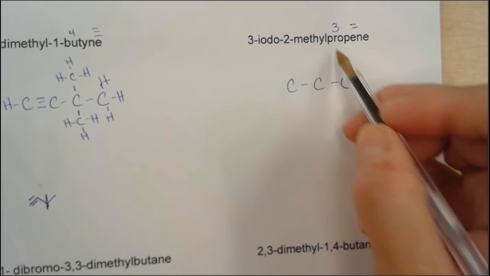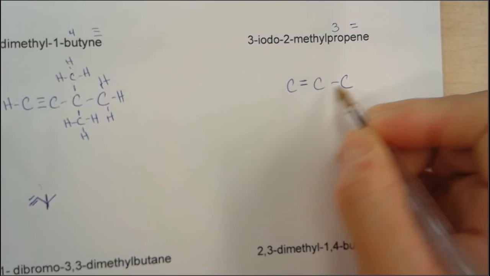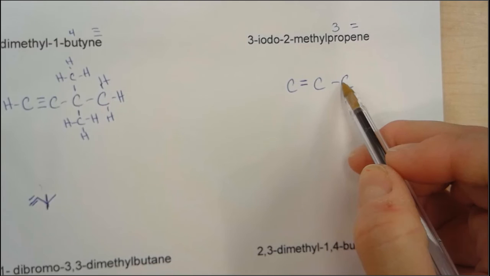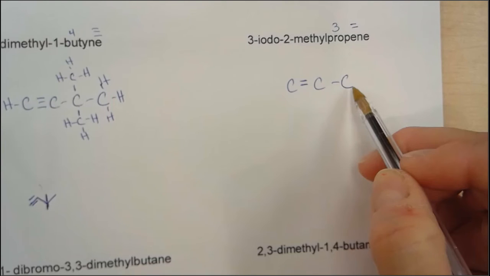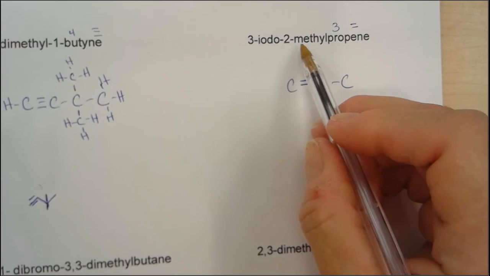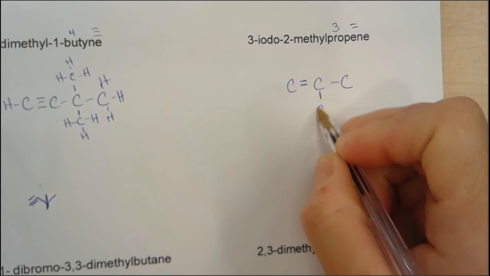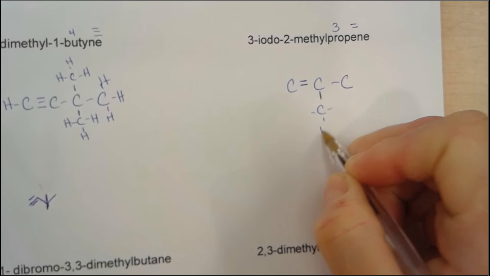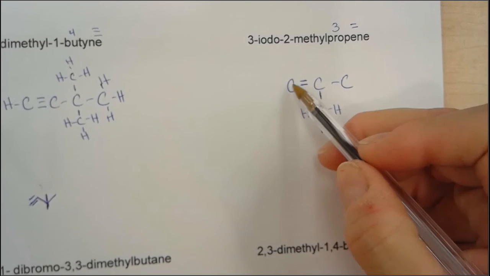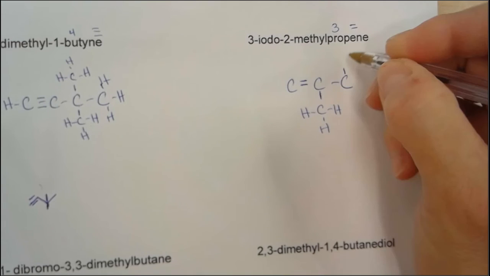I'm going to make it visually easier for me and put it on this side on the left. So if I filled in the carbons as I have filled in the hydrogens, this would simply be propene. Where is the methyl group? This is the first carbon, this is the second carbon. I'm going to put on a methyl group. So there's my methyl group, so this would be 2-methylpropene. On the third carbon, I have an iodine. So I put in my iodine.